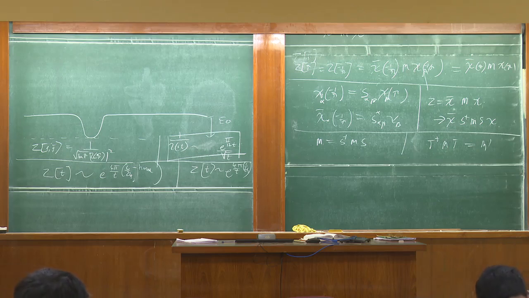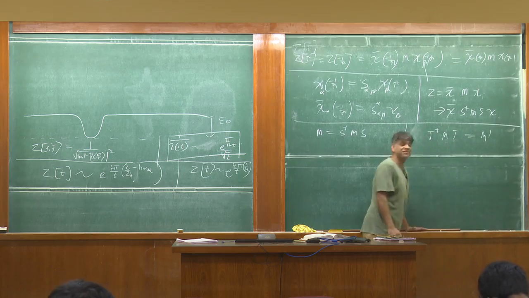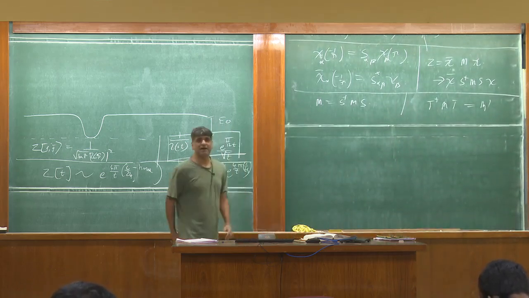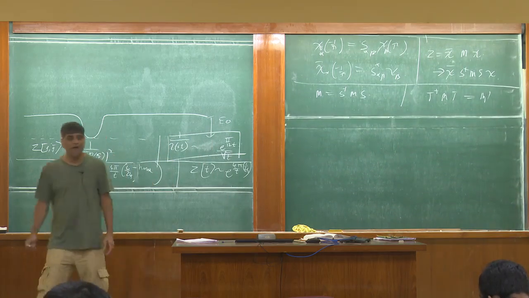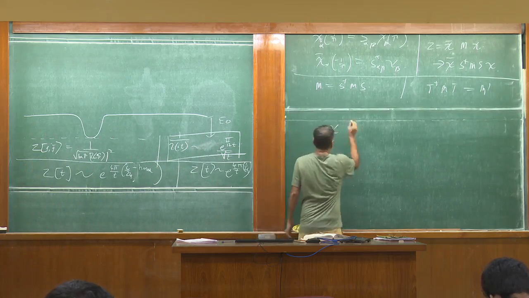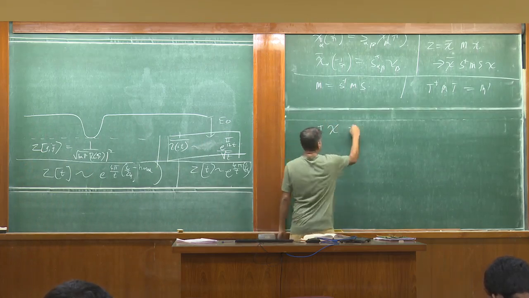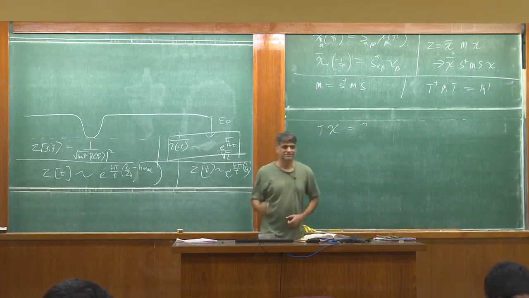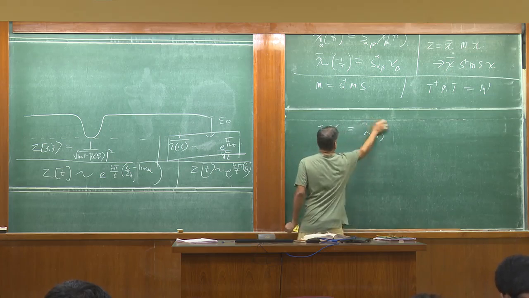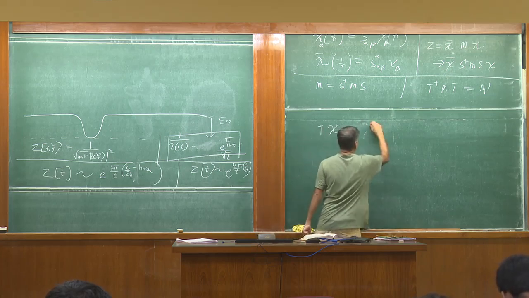Okay. Let's first discuss T transformations. Can we figure out how the module chi transforms under T? T on chi is equal to what?